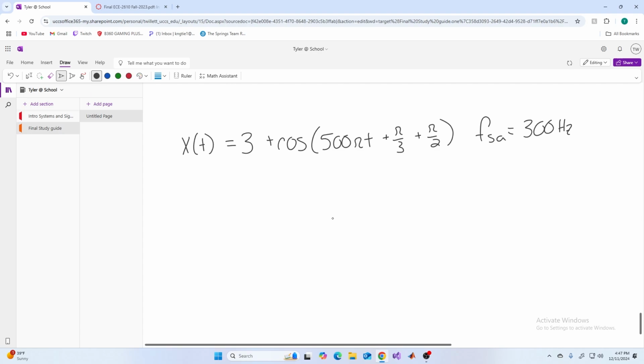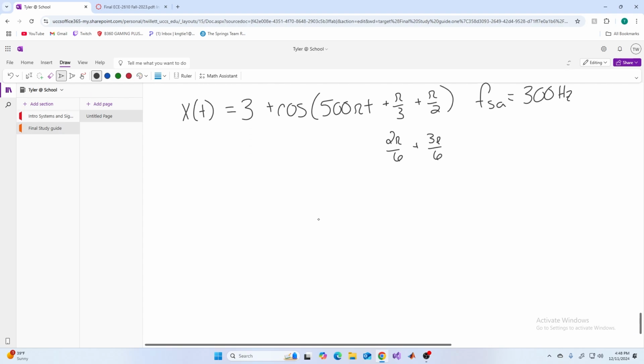Okay. First thing we need to do is add our phases together. To do that, I'm going to make a common denominator. So it's going to be 2 pi divided by 6 plus 3 pi divided by 6. So I'm going to get 5 pi divided by 6. So x of t equals 3 plus cosine 500 pi t plus 5 pi divided by 6.